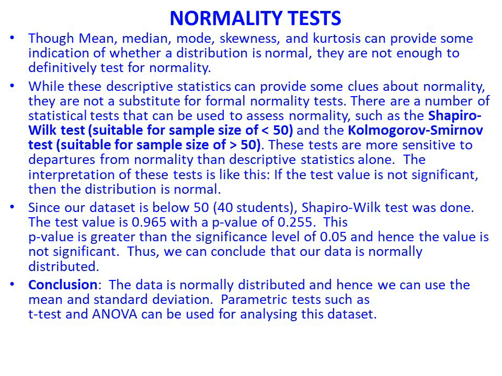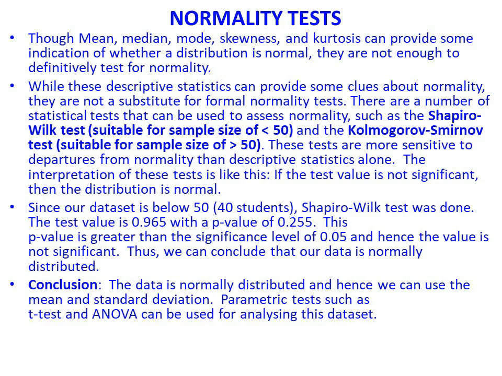There are a number of statistical tests that can be used to assess normality, such as the Shapiro-Wilk test, suitable for sample size of less than 50, and the Kolmogorov-Smirnov test, suitable for sample size of greater than 50. These tests are more sensitive to departures from normality than descriptive statistics alone. How to interpret normality tests? If the p-value is greater than 0.05, the dataset is normal. If the p-value is less than 0.05, the dataset is non-normal.